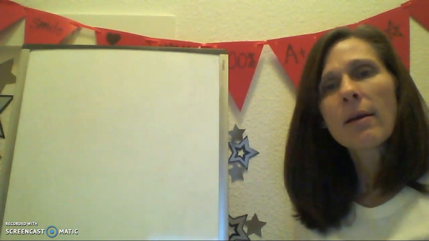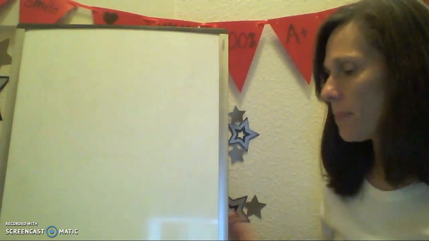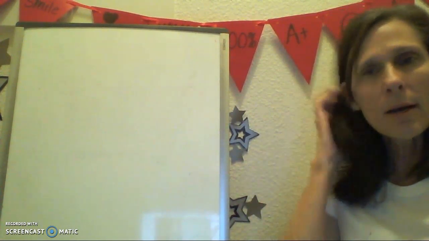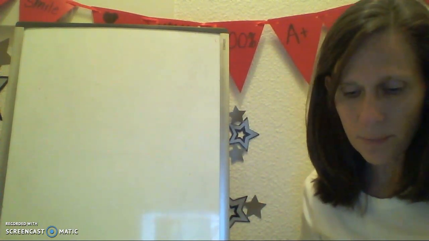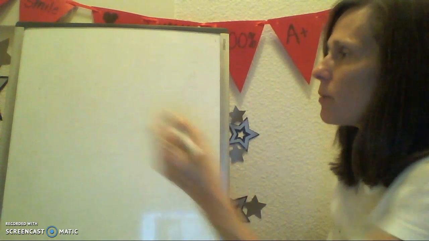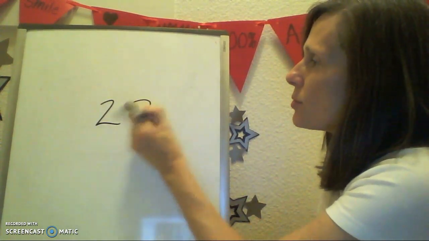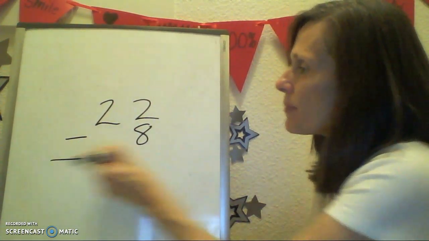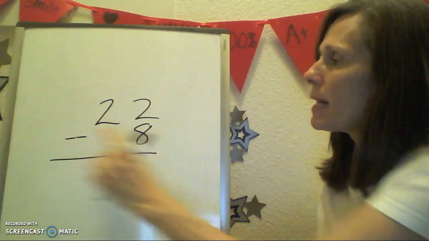And I want to do a few review problems first of all, so we can remember what to do when we're borrowing from the tens place into the ones place. Let's do a few today, just to remember the process of what we're supposed to do. Let's go ahead and start with 22 minus 8. So, 2 minus 8.